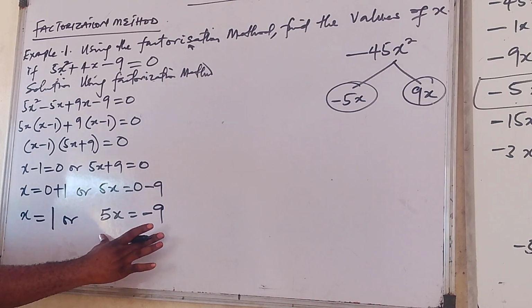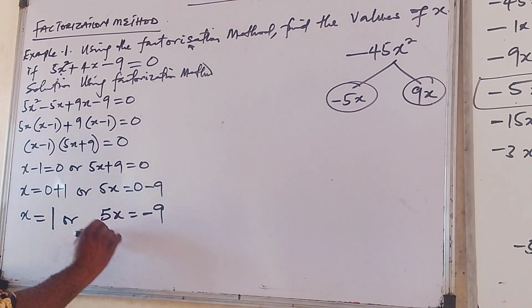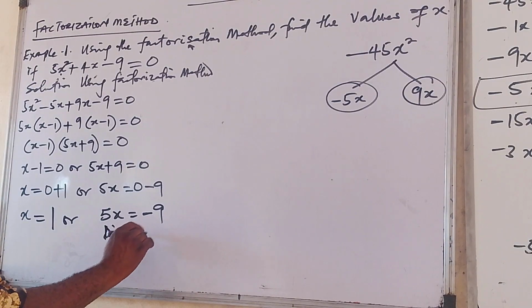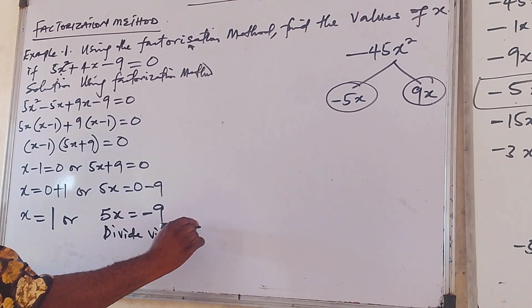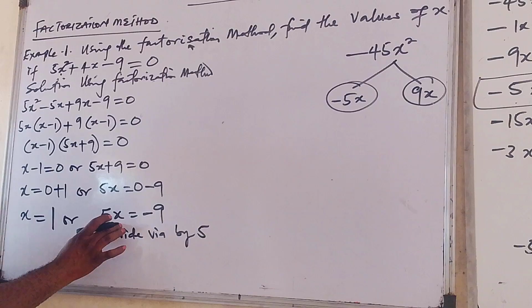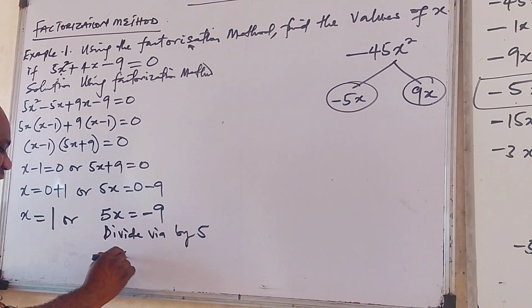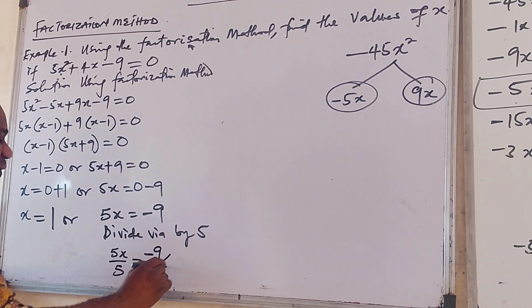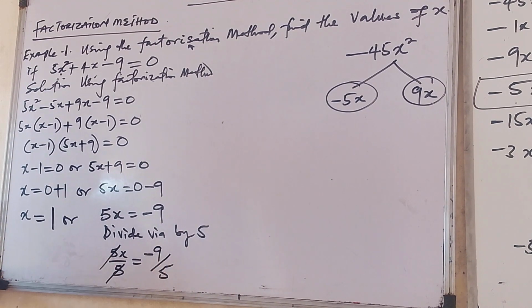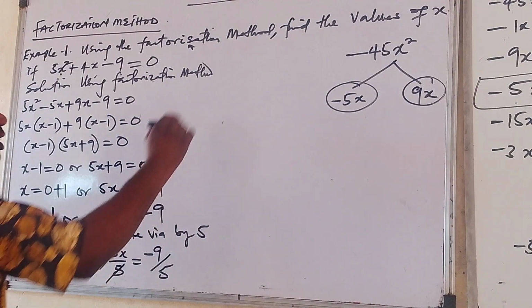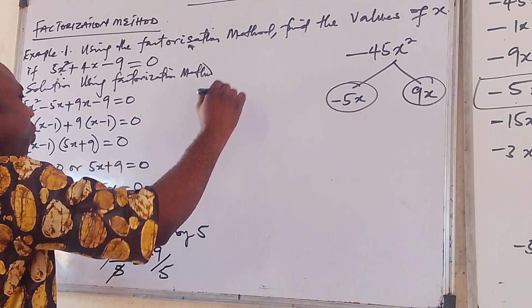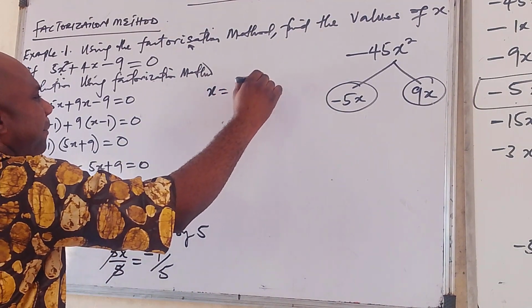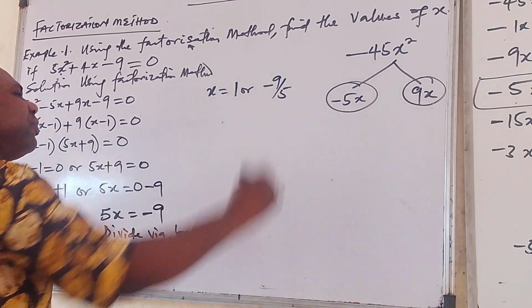To get the value of x here, you have to divide both sides by the coefficient of x. So you divide through by 5, because 5 is the coefficient of x. So we have 5x all over 5 is equal to minus 9 all over 5. This 5 will go with this 5. So the value of our x will be equal to 1 or minus 9 all over 5.